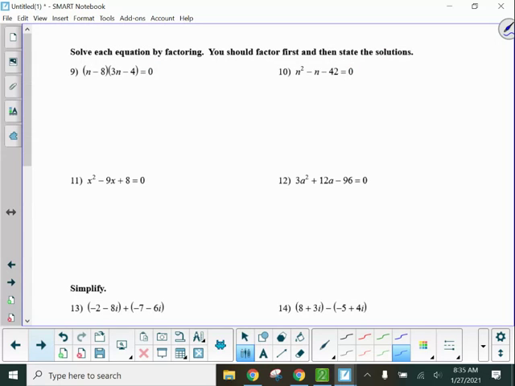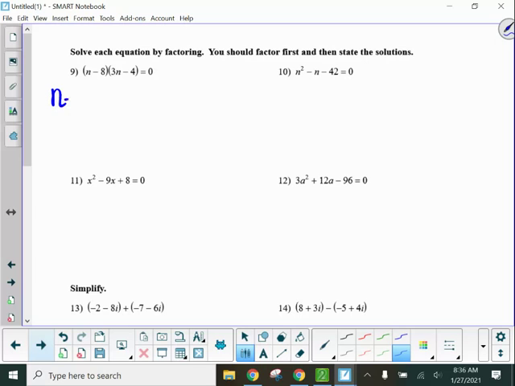9 through 12, we are going to solve by factoring. So you need to factor and then set your factors equal to 0. Notice number 9 is supposed to be an easy question. Please do not let this trip you up. Number 9 is already factored. So you don't have to do the hardest part. You don't have to do the factoring.